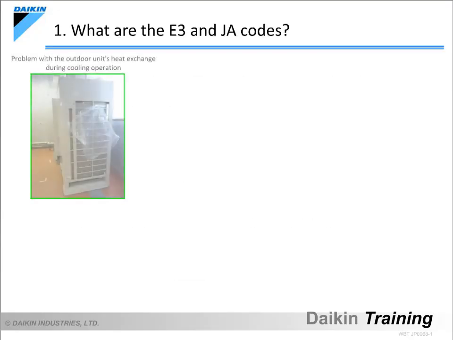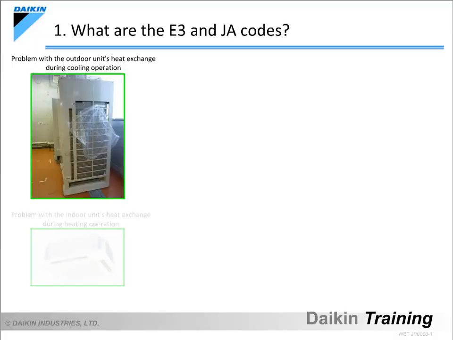An air conditioner uses the outdoor unit's heat exchanger during cooling operation and the indoor unit's heat exchanger during heating operation in order to release heat. This increases the pressure in the heat exchanger. The pressure rises even more if the heat exchange in the heat exchanger does not proceed smoothly for some reason. Any abnormal rise in the high pressure activates the protective device to stop the air conditioner.